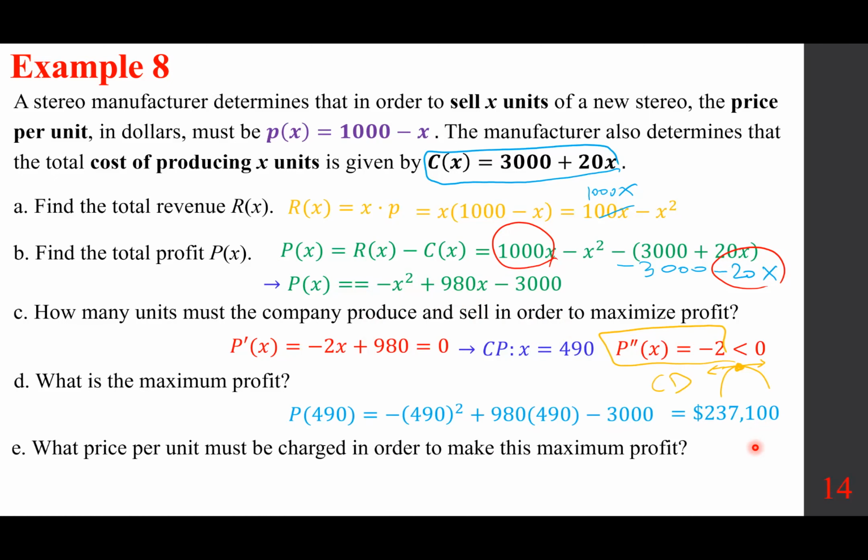What price per unit must be charged in order to make this maximum profit? You go back to the price function. Price function was 1,000 minus X. So 1,000 minus X, which is 490. And now we get $510. $510 will maximize the profit if we sell each unit for $510.